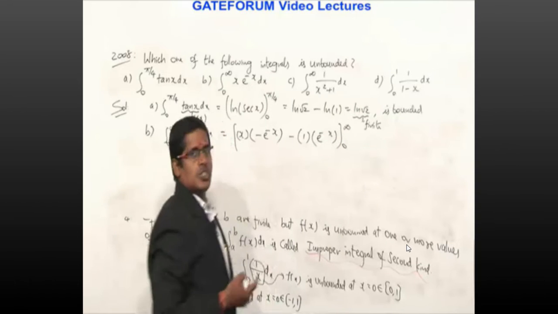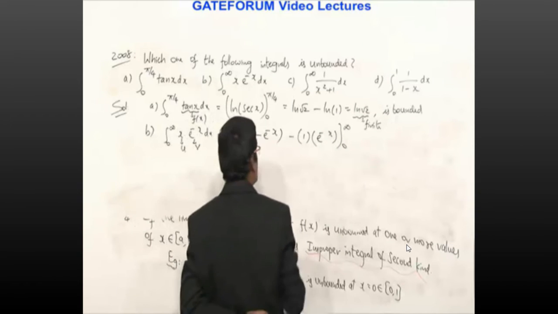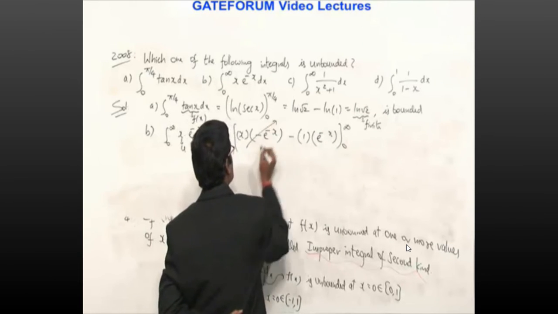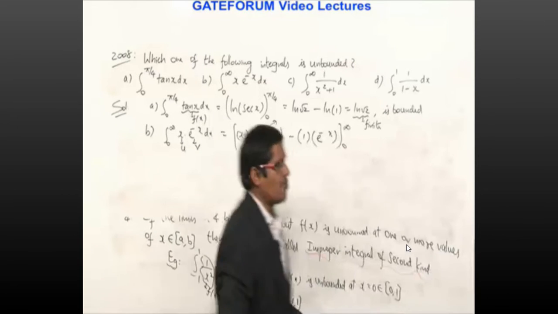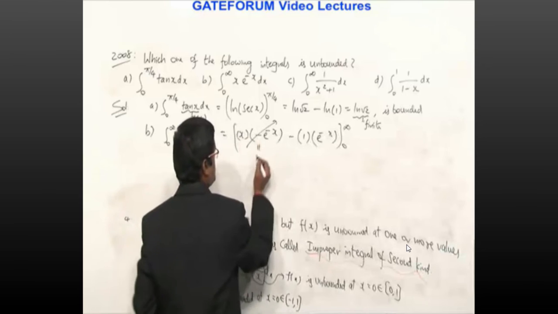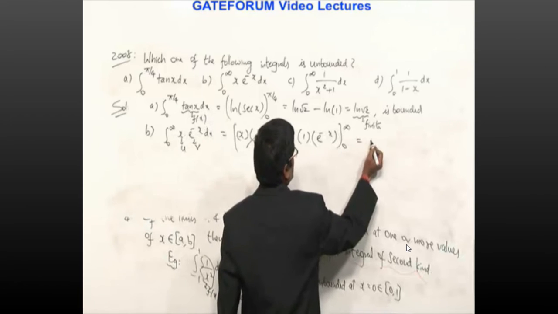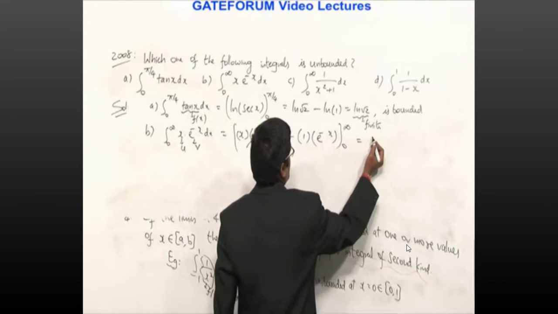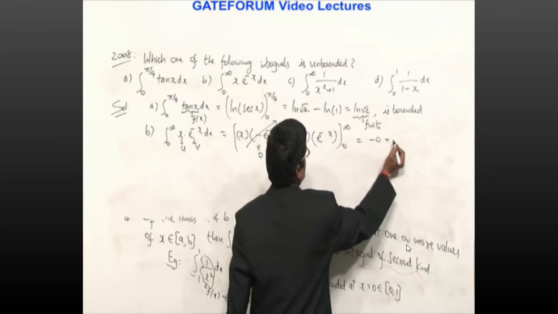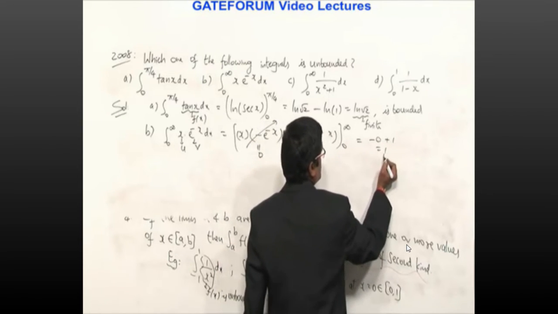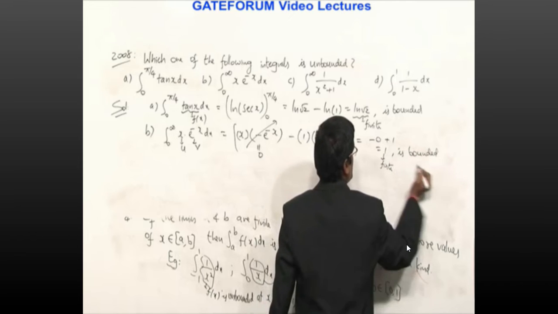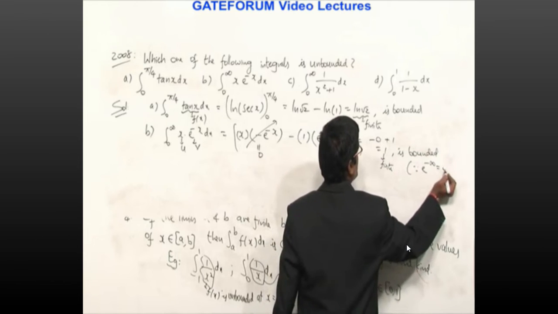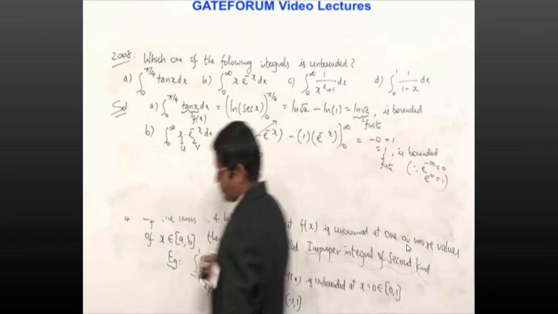E to the power minus infinity is 0, e to the power 0 is 1, and 0 into any number is 0. So the first term vanishes for both upper and lower limits, and this simplifies to minus 0 plus e power 0, which is 1. So this 1 is a finite quantity, the integration is finite. So this is also bounded, since e to the power minus infinity is 0 and e to the power 0 is 1.